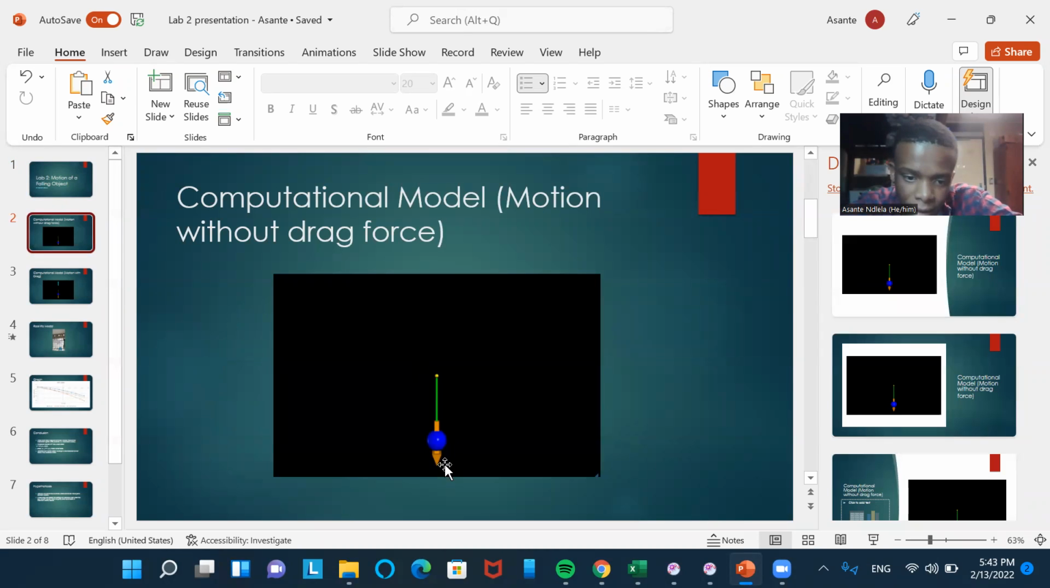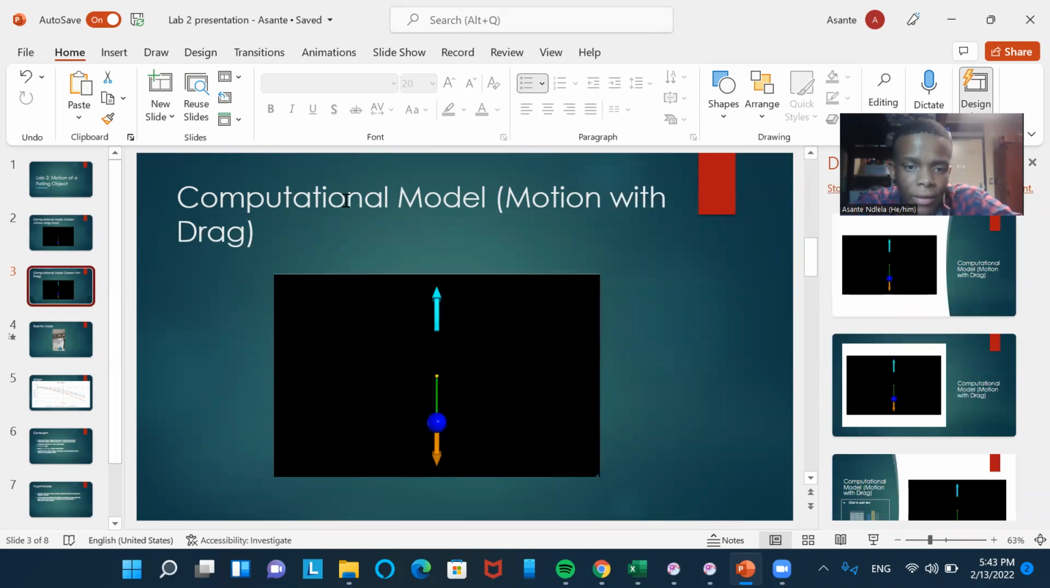As you can see here, the green arrow represents the gravitational force acting on the object. The second one is a model of motion with a drag force. The drag force is represented here by this light blue arrow at the top, and here represented by the orange arrow again, is the gravitational force.